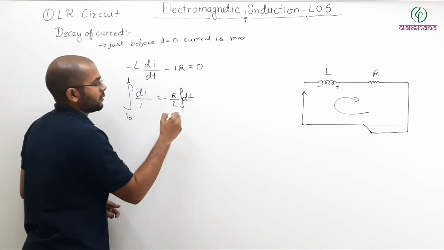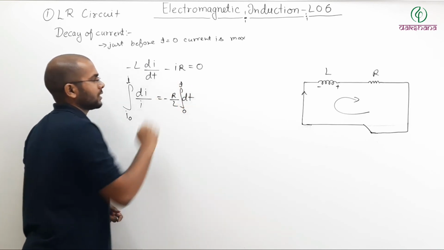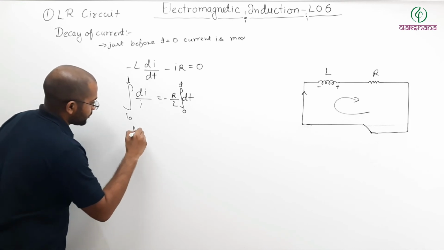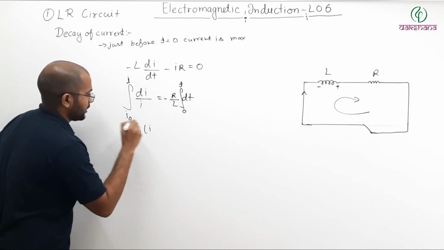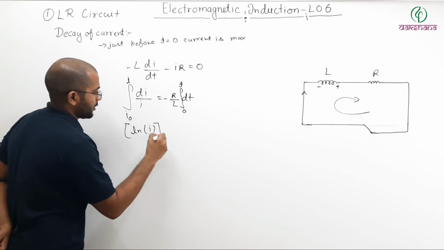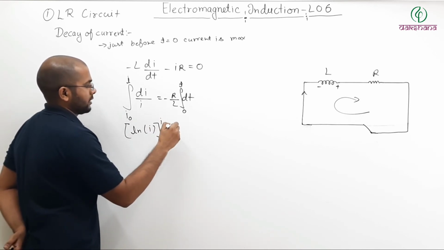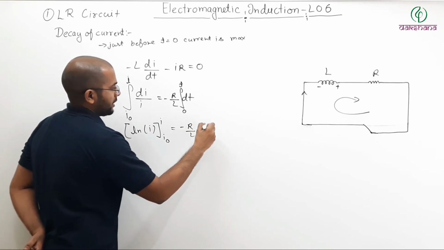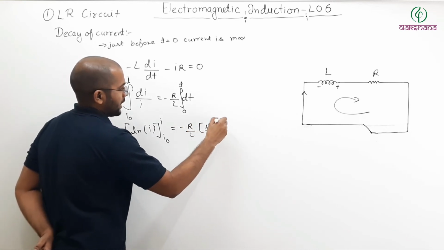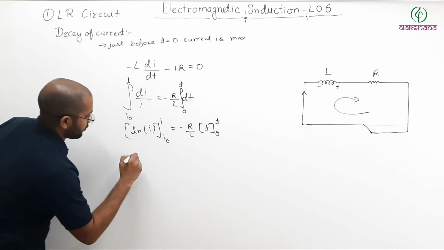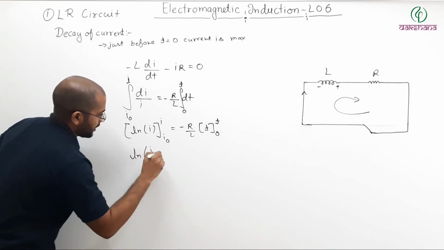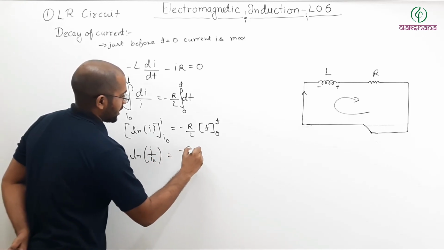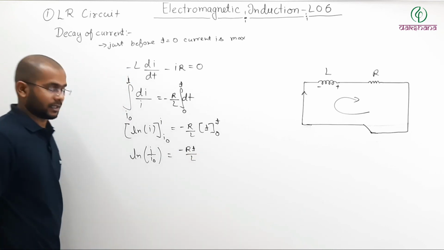And here the integration will be from 0 to t. So di by I will be ln I, with limits from I naught to I. That would be equal to minus R by L times t, integrating from 0 to t. So this would be ln I by I naught equals minus R t by L.